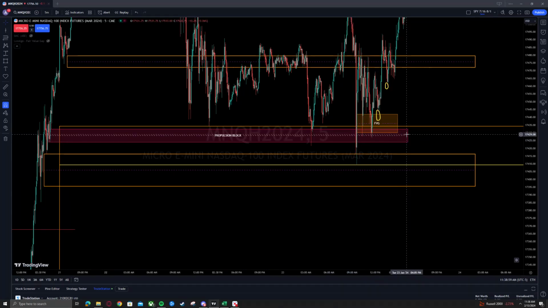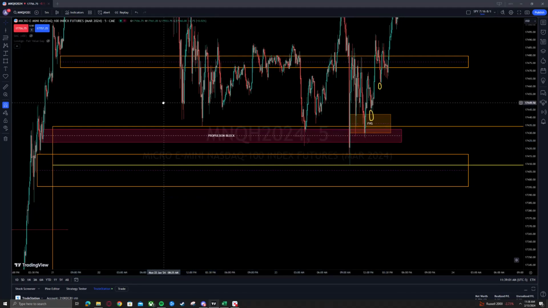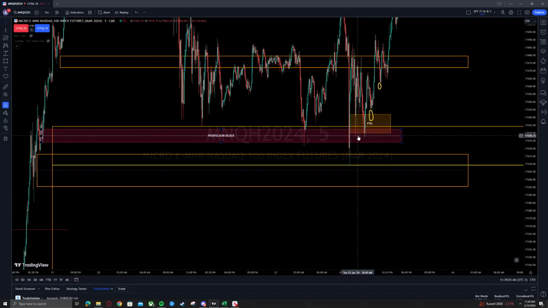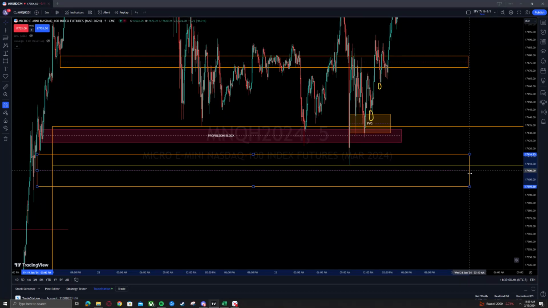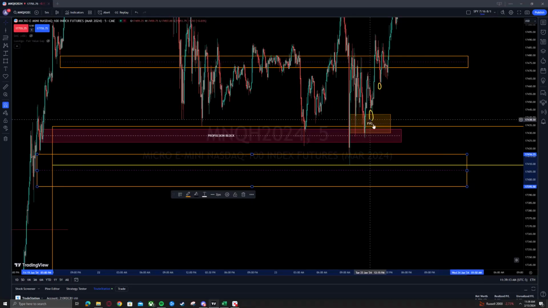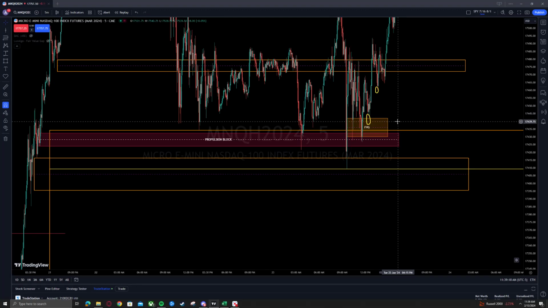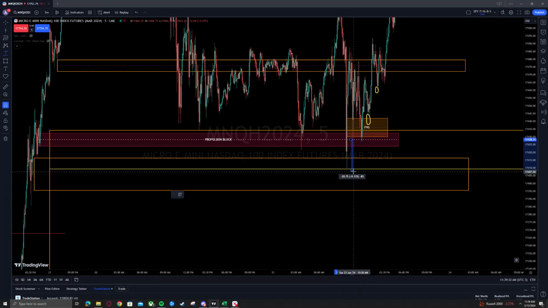this propulsion block on the 15-minute could have been the basis of your idea. With this daily fair value gap, it dug into, or this is the hourly. This is the daily. This is the hourly. It dug into that hourly fair value gap and respected it. So that could have been a trade, but you would have had to take 19 points of drawdown. Which would have been, I take 20. It would have been very close.